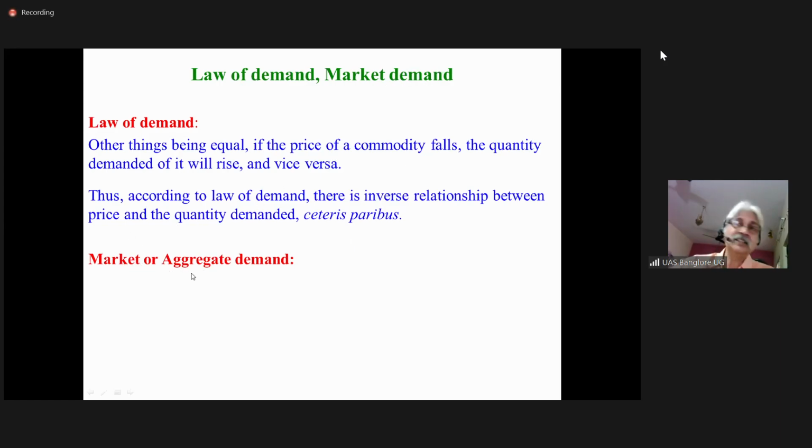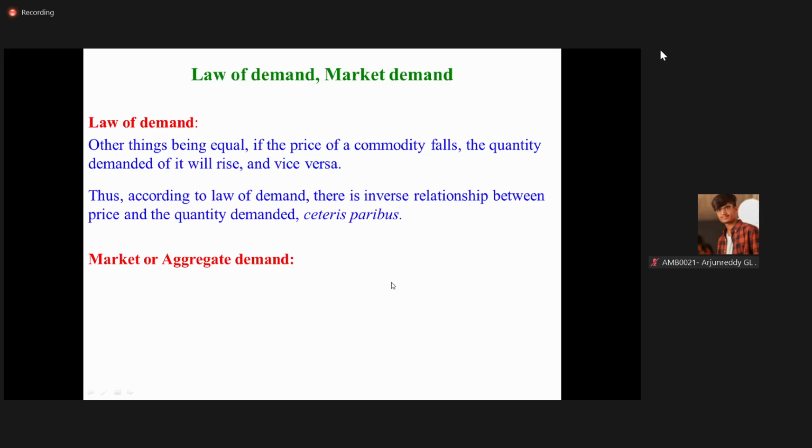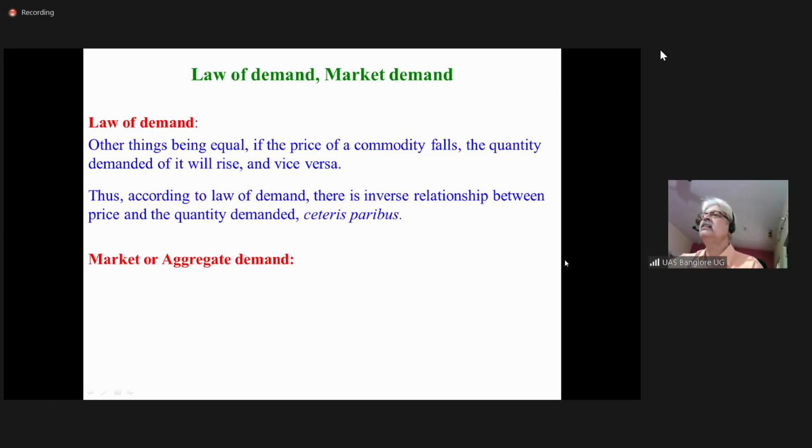Market demand or the aggregate demand. Aggregate means total. So market demand is the total demand. How do you get the market demand? You have to sum up. You have to take the total of the demand of all the individual consumers. Suppose there are, say, 4 or 5 consumers in the market. One is me, the other one is Devendra, third one is, I think, Gautami, and Gavi Siddesh, and K. Okay, so these 5 are the consumers in the market.